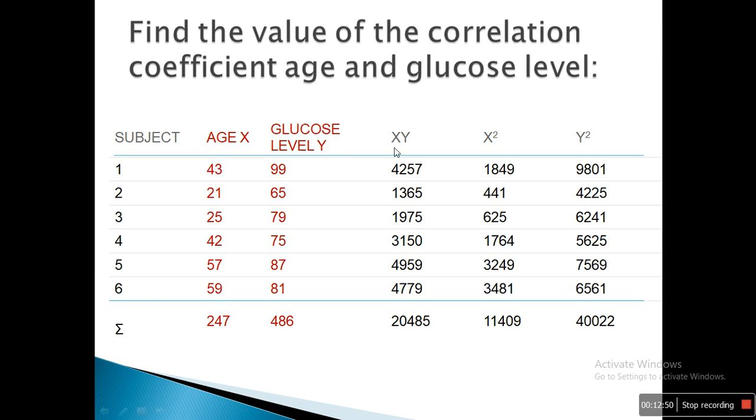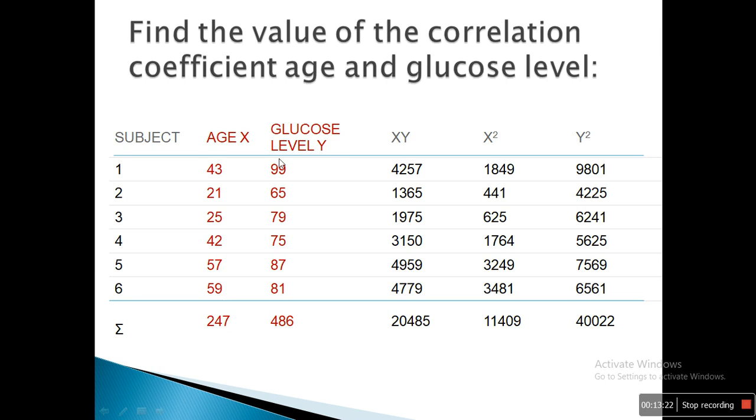First we have calculated x into y. For the first person, age is 43, glucose level is 99. So we found 4257. Similarly, x square is 43 into 43 and y square is 99 into 99. Likewise I have done the same for all the 6 persons. You can see I have calculated, and I am calculating the totals.